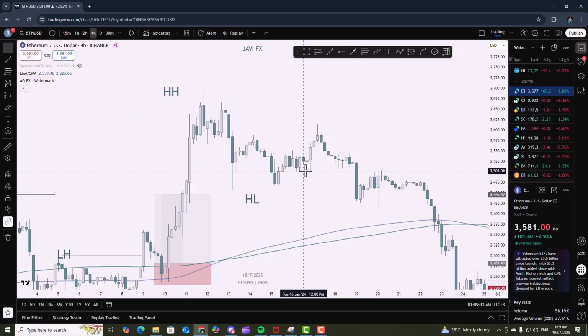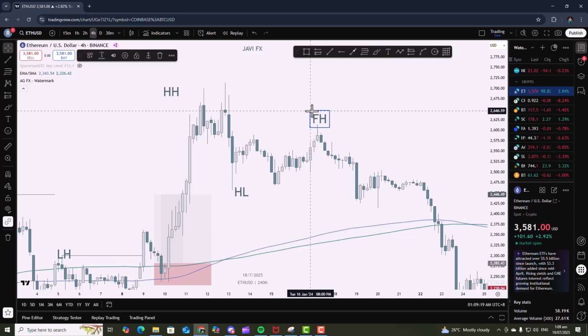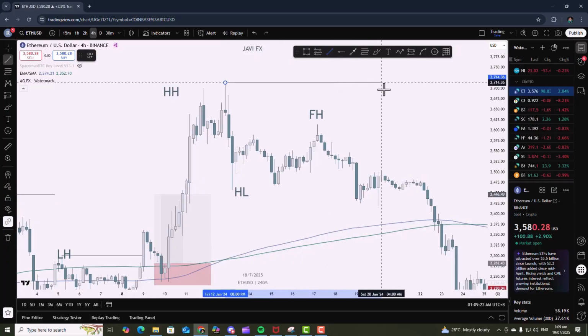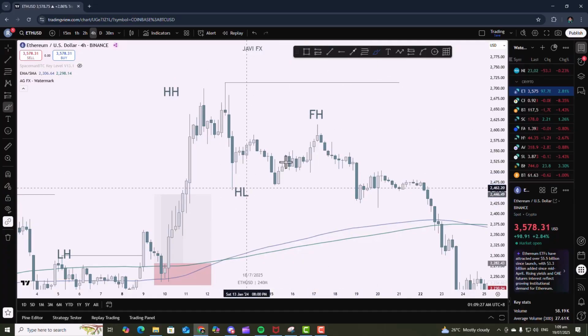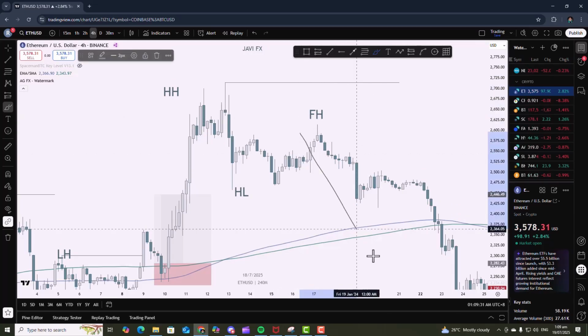Now the thing is, this is a failed high again. Because based on assumptions, okay, what's our assumption? After a higher low, you're supposed to be making another high. We get a failed high and a sell-off.